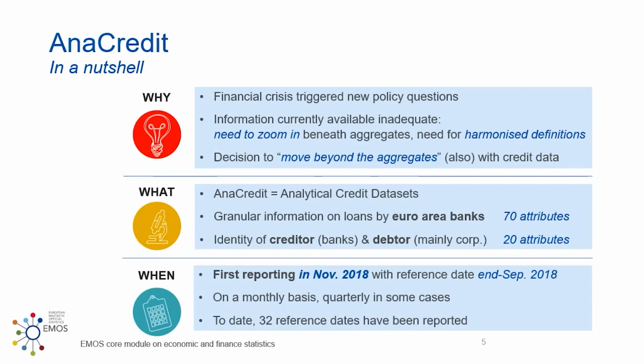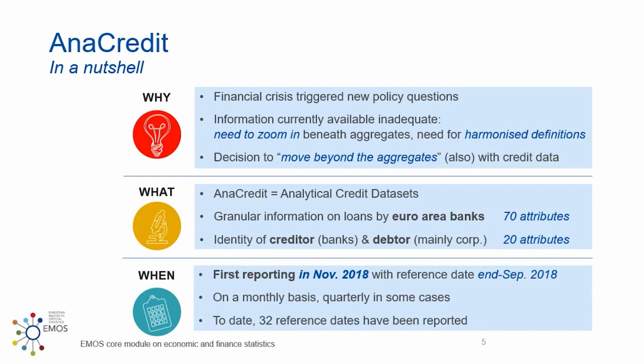Following up on the identified increased demand for more granular data, especially in the aftermath of the financial crisis from 2008, and the need to move beyond the aggregates, in May 2016, the Governing Council of the European Central Bank adopted the AnaCredit regulation, providing the legal basis for the European system of central banks to collect granular information on loans based on a core set of harmonized concepts and definitions. Specifically, leveraging on the idea of central credit registers, AnaCredit essentially establishes a Eurosystem database comprising loan-by-loan data on credit granted by euro area credit institutions to corporates and other legal persons.